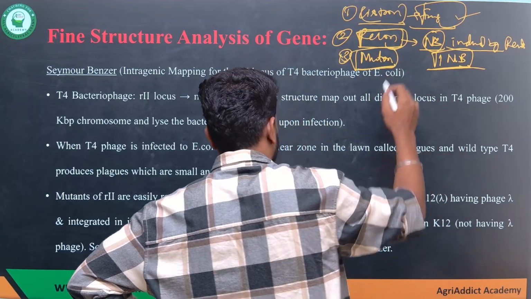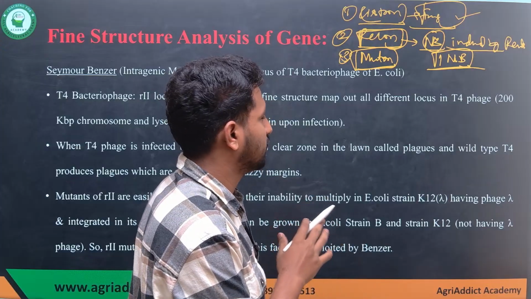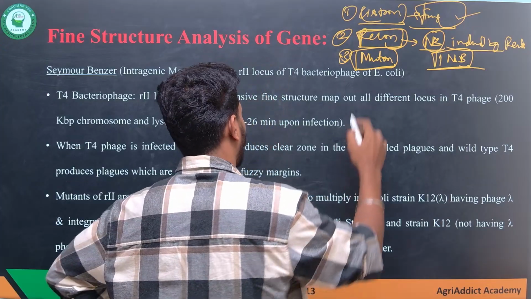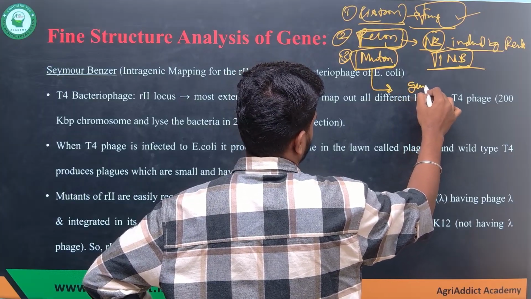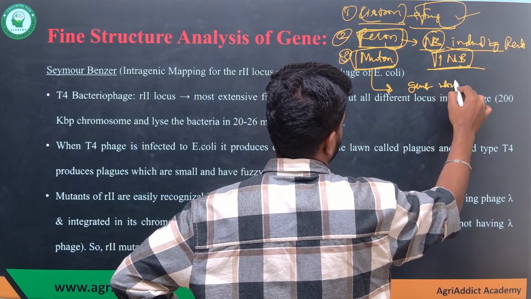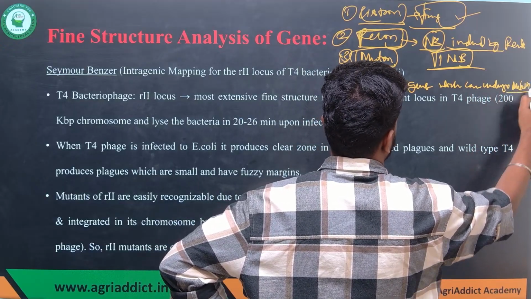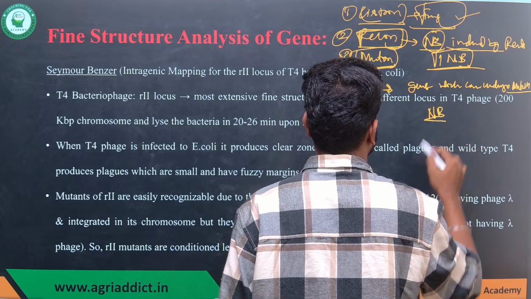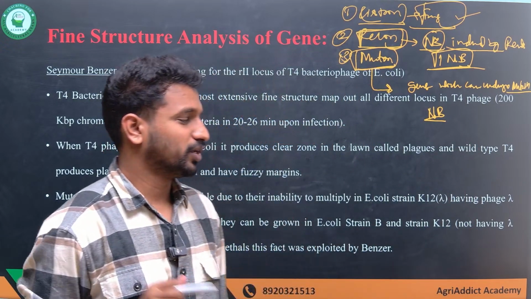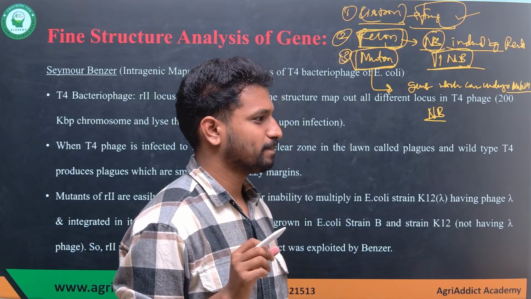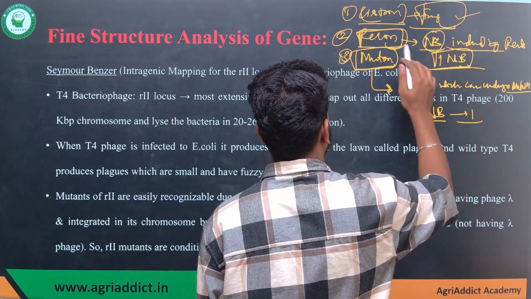I understand that in different books the meaning might be a bit different, but it is indivisible by recombination, remember it. And muton, what is muton? The muton is a unit in a gene which can undergo mutation. So now tell me, how many minimum nitrogen bases or nucleotides are required to undergo mutation? What is the minimum requirement? Yes, it is again 1. So for both recon and muton, it is 1.